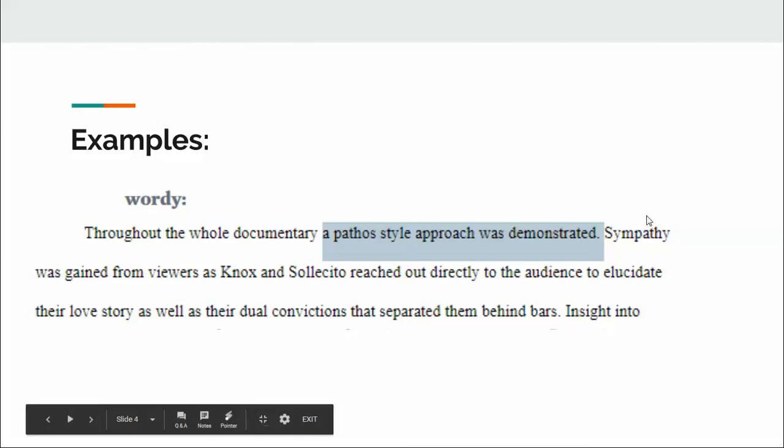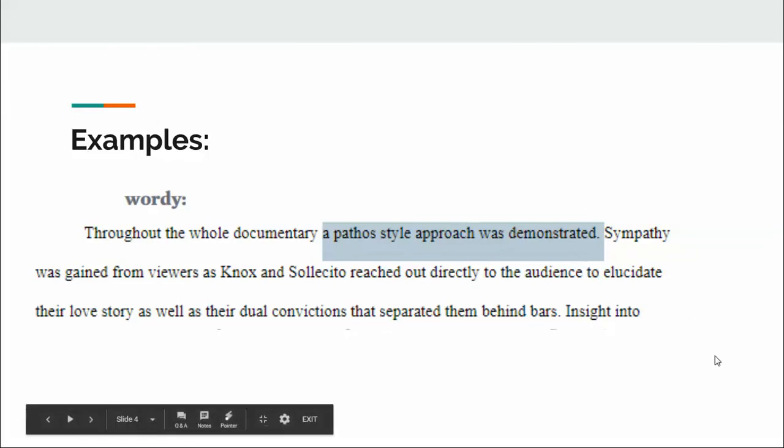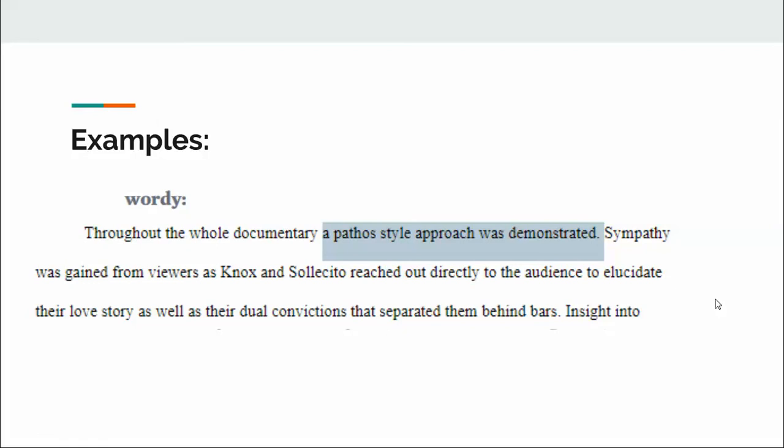Let's see, sympathy was gained from viewers as Knox and Solicito reached out directly to the audience to elucidate their love story as well as their dual convictions that separated them behind bars. So you read that sentence and it just sounds maybe like it's a little overly wordy, it seems like. And even up here, throughout the whole documentary, a pathos-style approach was demonstrated. Even this has elements of what we would call unnecessary wordiness and some passive voice.